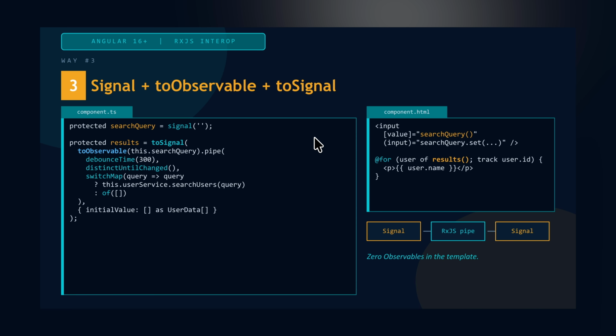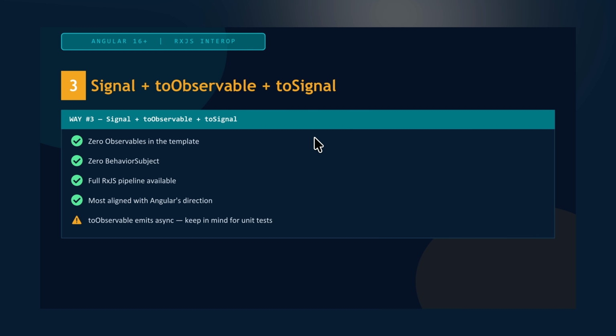In way 3, you have signal plus toObservable and toSignal. It's zero observables in the template. We don't have async. We have zero BehaviorSubject, full RxJS pipeline available, most aligned with Angular's direction. But toObservable emits asynchronously. Keep that in mind for unit tests. You can learn about this in our toObservable video from last week.